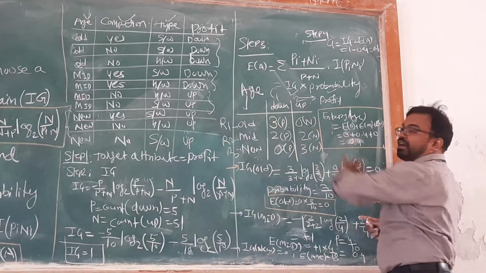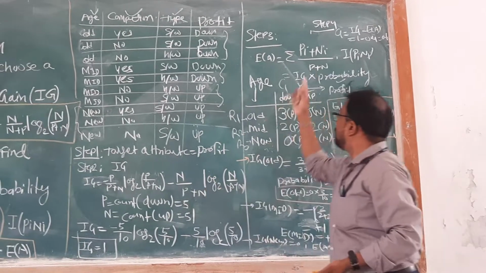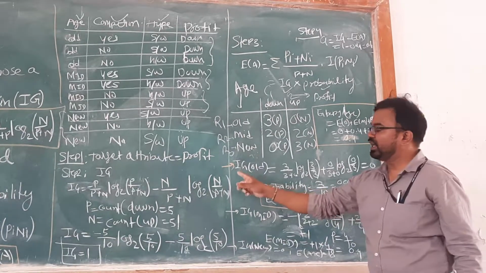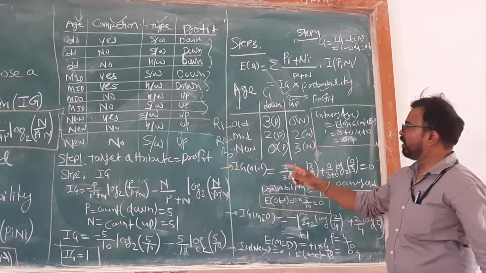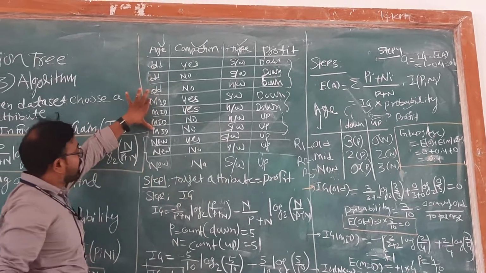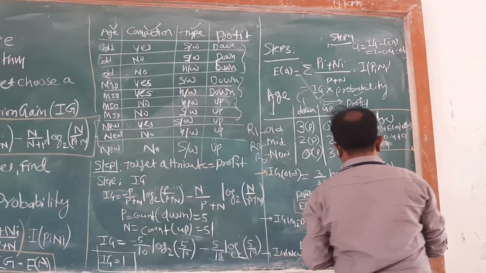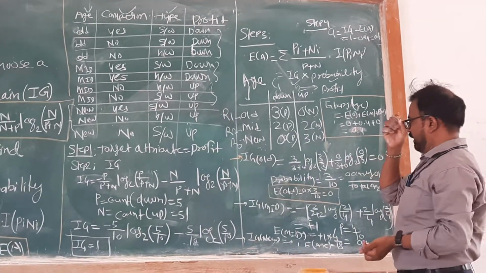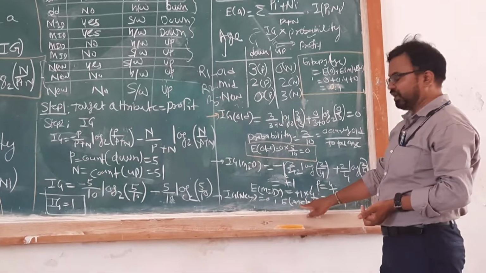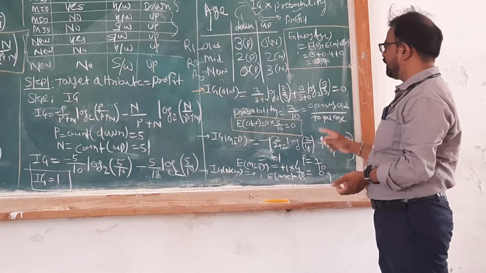So like that you make one table, because you want the P and N values. Only after that can you calculate the entropy. Now we will calculate the entropy for three things: entropy for old, entropy for mid and entropy for new. So how will we calculate it?